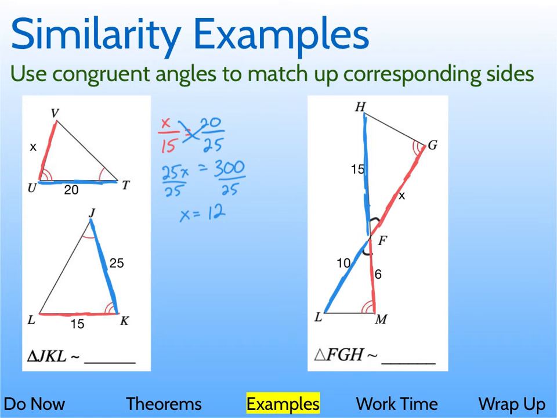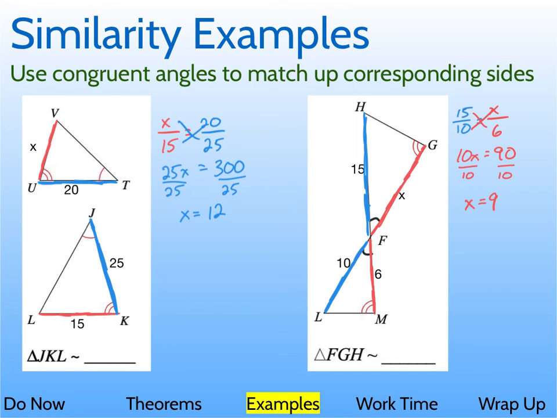So now, just because I don't want you to think I'm playing favorites here, I'm going to put the blue ones first, and I'll do 15 over 10. Notice that I'm staying like top triangle on top, bottom triangle on the bottom, equals, and then top triangle's x for the red, bottom triangle 6. So all we have to do now, again, cross multiply. 10 times x is 10x. 15 times 6 is 90. Divide by 10, and we get x equals 9.